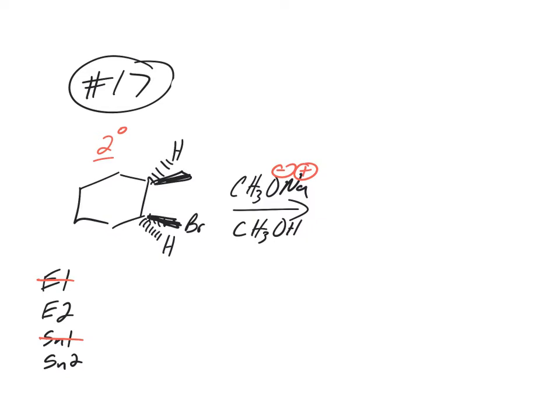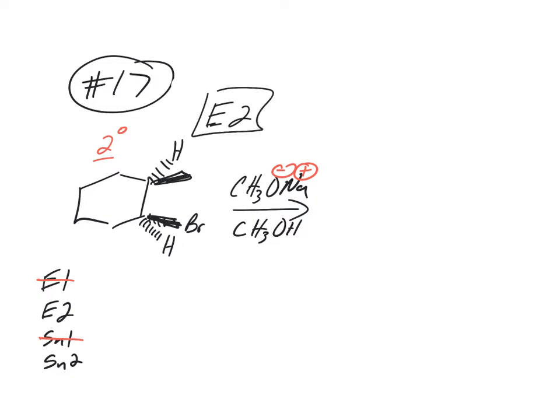And honestly, it's going to be both, and they want both products. So let's do both. Which one do you want to do first, E2 or SN2? Let's do E2 first because it's there. We'll really have to redraw this twice. So E2 is coming out first.